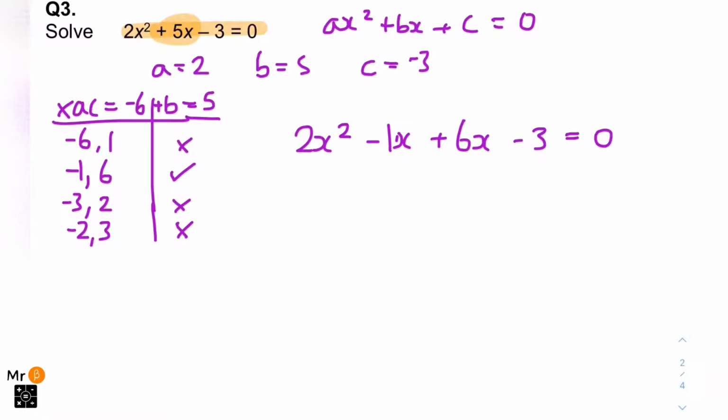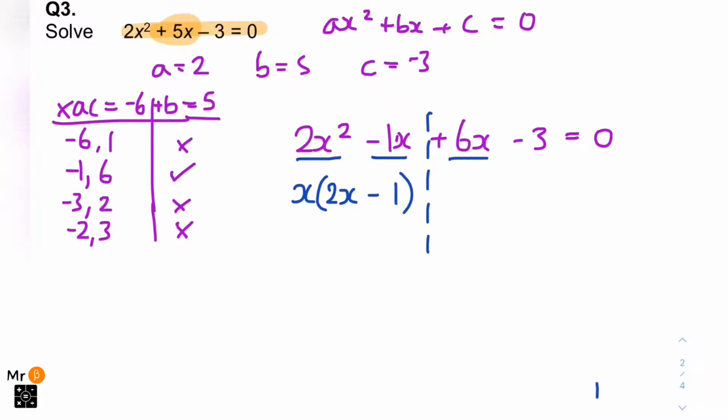However, what that has allowed you to do now is split your quadratic down the middle. We do that as we need to factorise both parts separately, and this time we're going to factorise both parts into single brackets. So we're looking for the highest common factor of 2x squared and negative 1x. Well, here we're going to take out a factor of x. That leaves us with 2x minus 1.